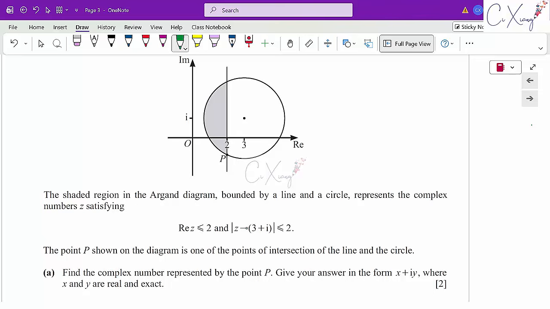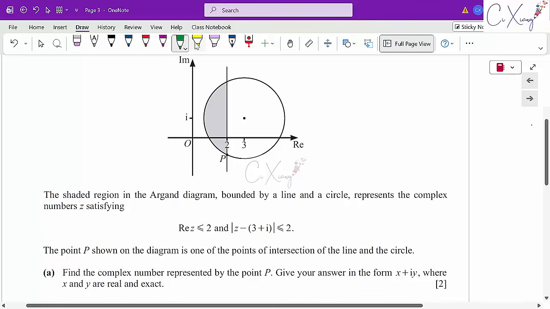Right. Okay, then they say the point P shown in the diagram is one of the points of intersection of a line and also the circle. So find the complex number represented by the point P. Give your answer in this pattern, x plus yi, where x and y are real and exact. So highlight the keywords real and exact here.